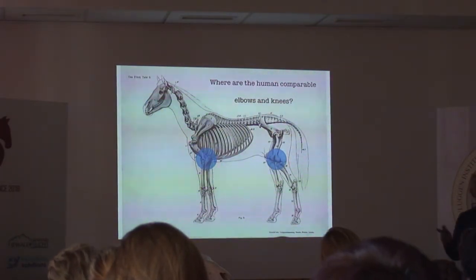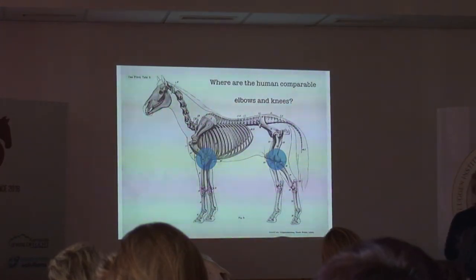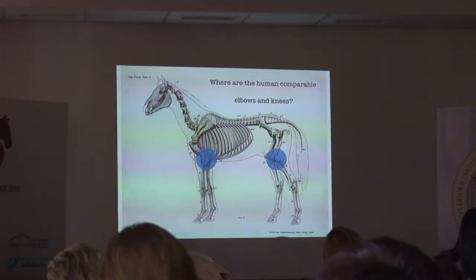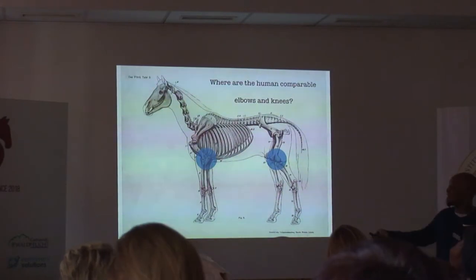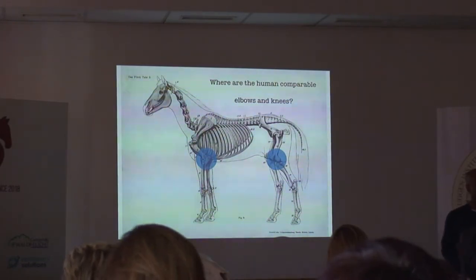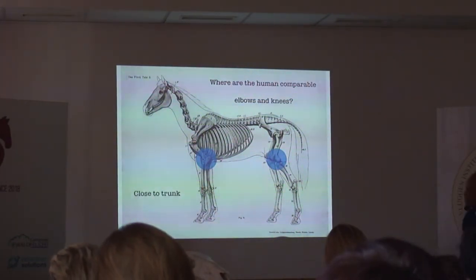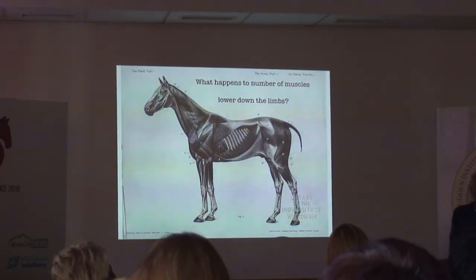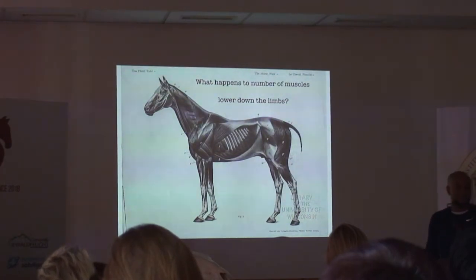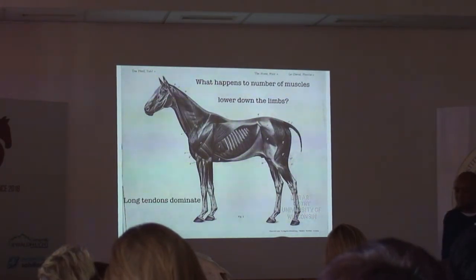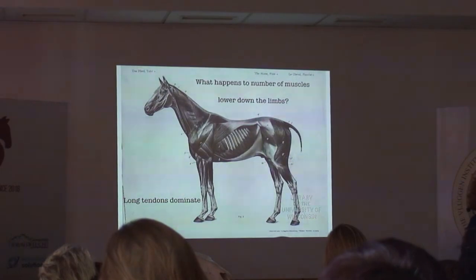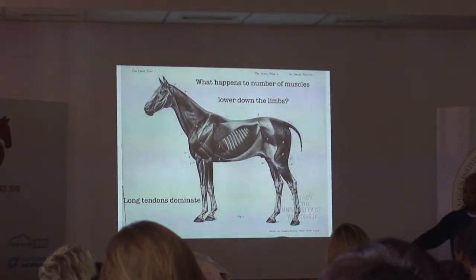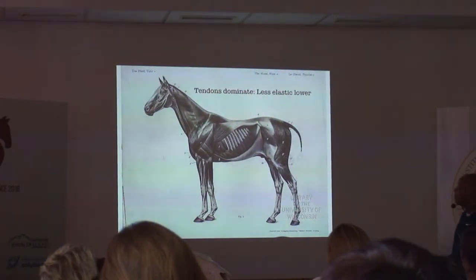The movement is happening not in the horse, it's happening between your consciousness, the two, the cube A and B. This becomes meaningful. We don't label these knees and elbows unless we know something else. Again, very close to the trunk. What happens to the number of muscles lower down the limbs? They get narrowed, they get less and less and less. This is descriptive, you're describing. Dominated by long tendons lower down the limbs.